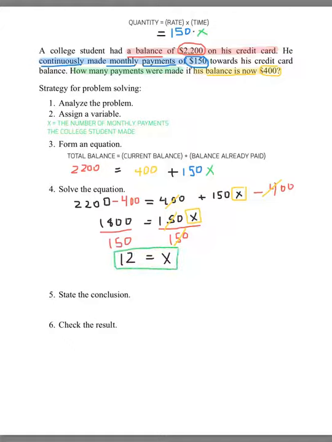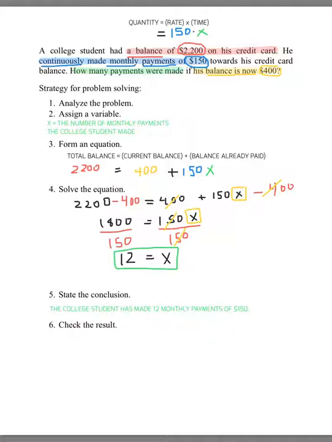So now let us go ahead and state our conclusion clearly. Keep in mind the question was how many payments were made. So we're going to want our conclusion to basically be the same thing as the question, but reworded in the form of a statement. So we'll go ahead and write down the following. The college student has made 12 monthly payments of $150. So now that we've stated the conclusion, let us go ahead and check the result.